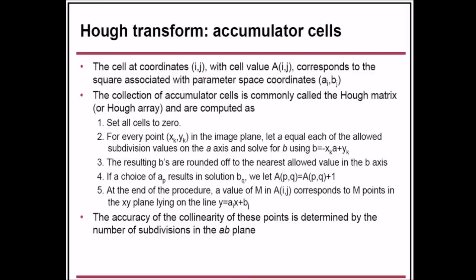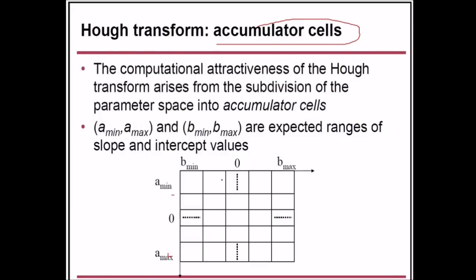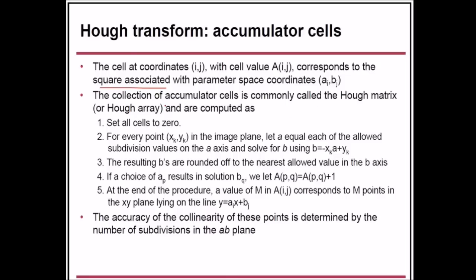Now the cell at coordinate i, j with cell value A(i,j) corresponds to some square associated with parameter space coordinates ai, bj. The collection of these accumulator cells is commonly called the Hough matrix or Hough array, and these are computed as follows. We set all cells to 0, and for every point xk, yk in the image plane, let a equal each of the allowed subdivision values on the a-axis, and we solve for b using this equation.